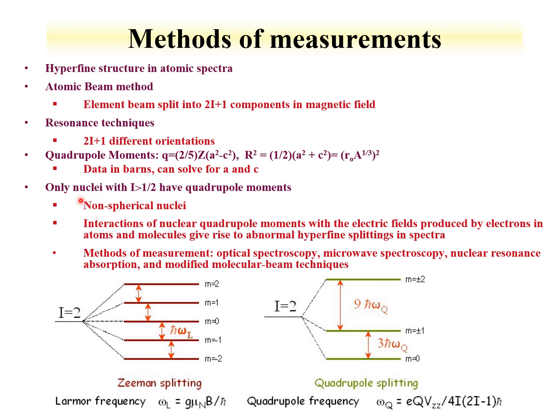Nuclei with spins greater than 1/2 have quadrupole moments, tend to be non-spherical, and the interactions of nuclear quadrupole moments with electric fields produced by electrons can give rise to hyperfine splitting in spectra. And these can be measured with optical and microwave spectroscopy, NMR, and molecular beam techniques. So this is maybe some information you might have seen in some other courses and how it relates to our understanding of the nucleus, particularly in terms of the magnetic properties of the nucleus. And that's derived from the spin of the nucleus.